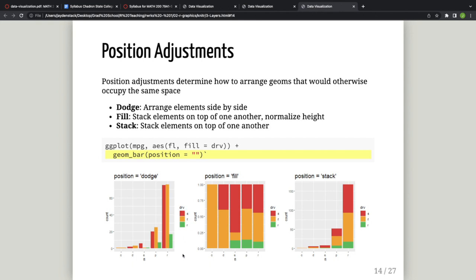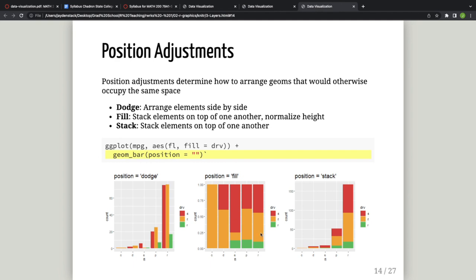I have three different treatments of this variable, and they're for F and R, right? And so I have three different treatments of P, three different treatments of E, three different treatments of D, right? So the dodge is going to allow me to see all those different treatments side by side.